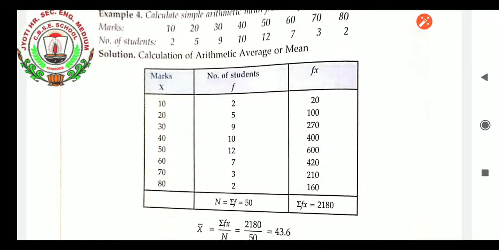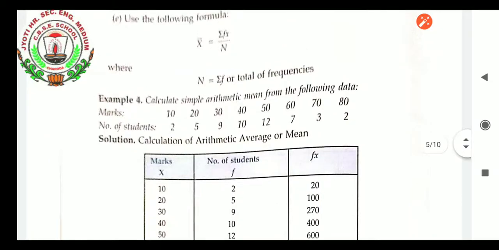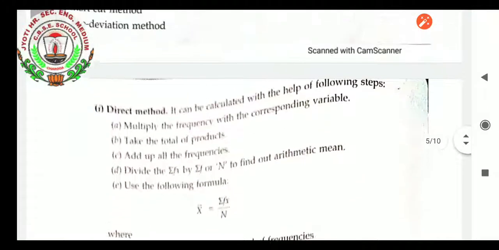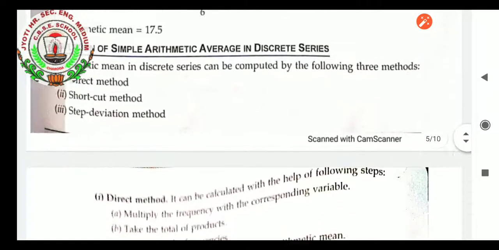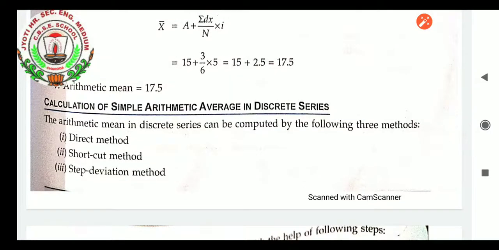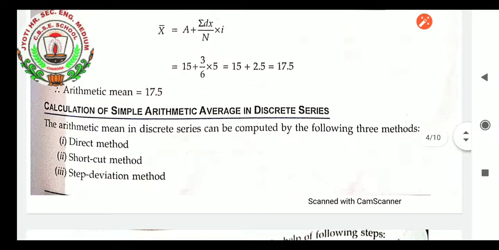Today we will learn how to calculate the simple arithmetic mean in the discrete series. As I already explained to you in the last class, the direct method. Now we will start with the discrete series. Let us have the series explanation: calculation of simple arithmetic average in discrete series.